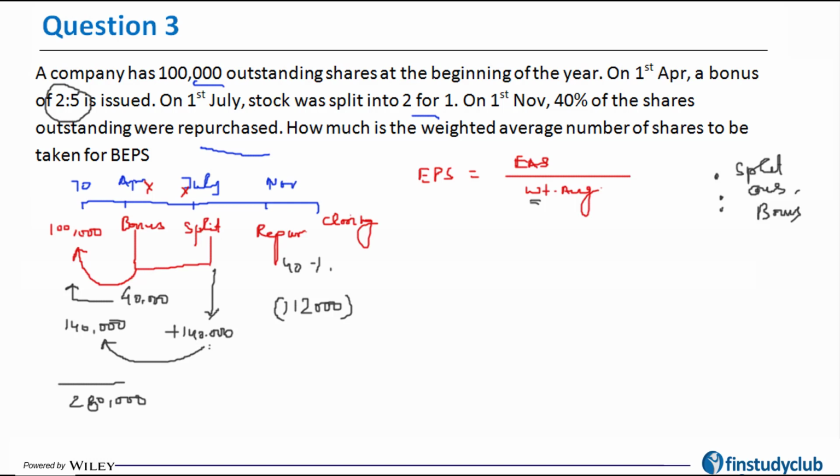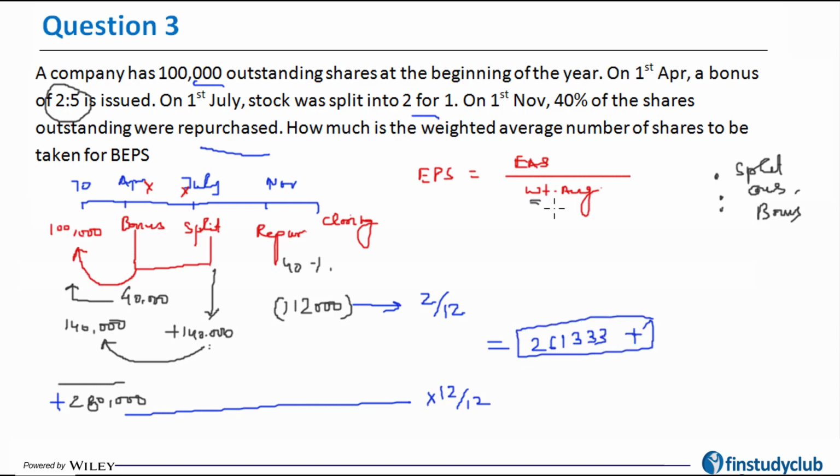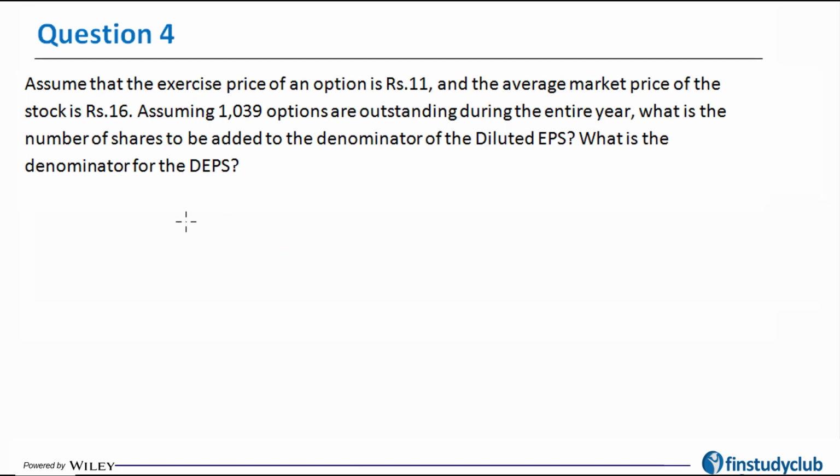The question is, would you again consider them from the date of base shares? Answer is no. So they will be outstanding for 2 months, and the others will be outstanding for 12 months. So 280 into 12 by 12, and 112 negative into 2 by 12, gives me an answer of 261,333. So this becomes the weighted average number of shares that I'm going to take in the denominator. Okay, so that's an important question from the point of view of earning per share.